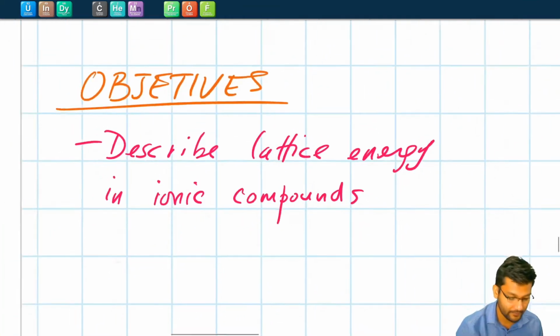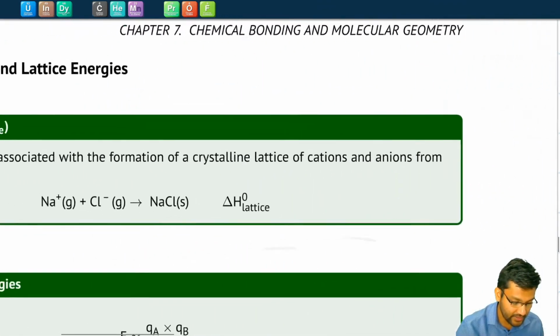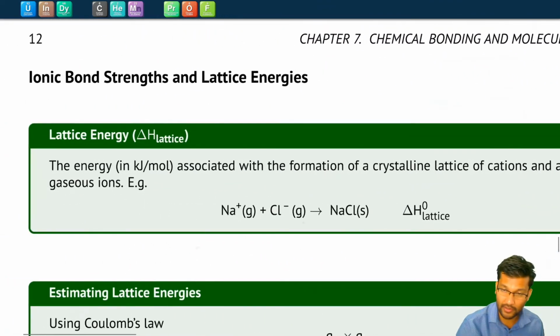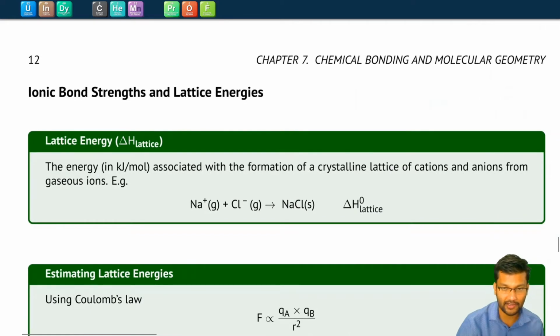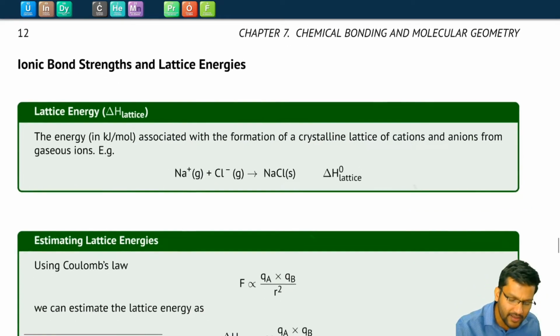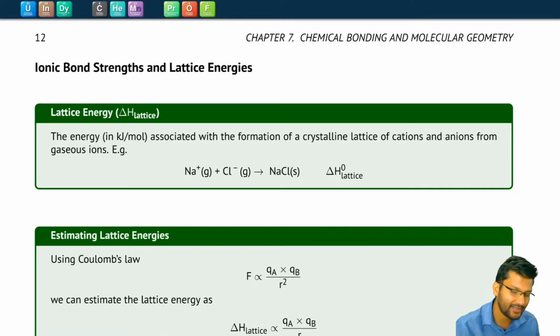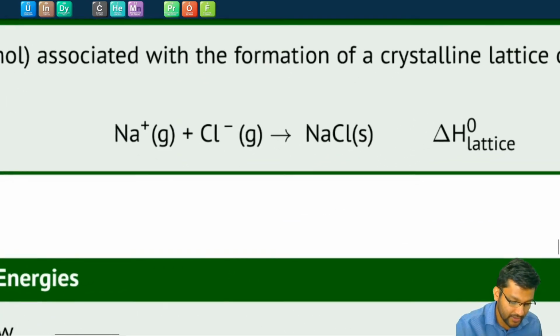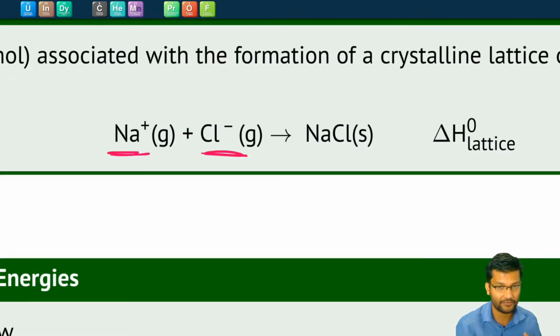Let's get started. In our previous video, we talked about bond energies in covalent compounds, where they share electrons, and we can figure those out by drawing Lewis structures to help figure out covalent bonds. In ionic compounds, bonding occurs slightly differently. We have a positively charged cation and a negatively charged anion, and they attract each other through electrostatic forces. Positive charge attracts a negative charge.